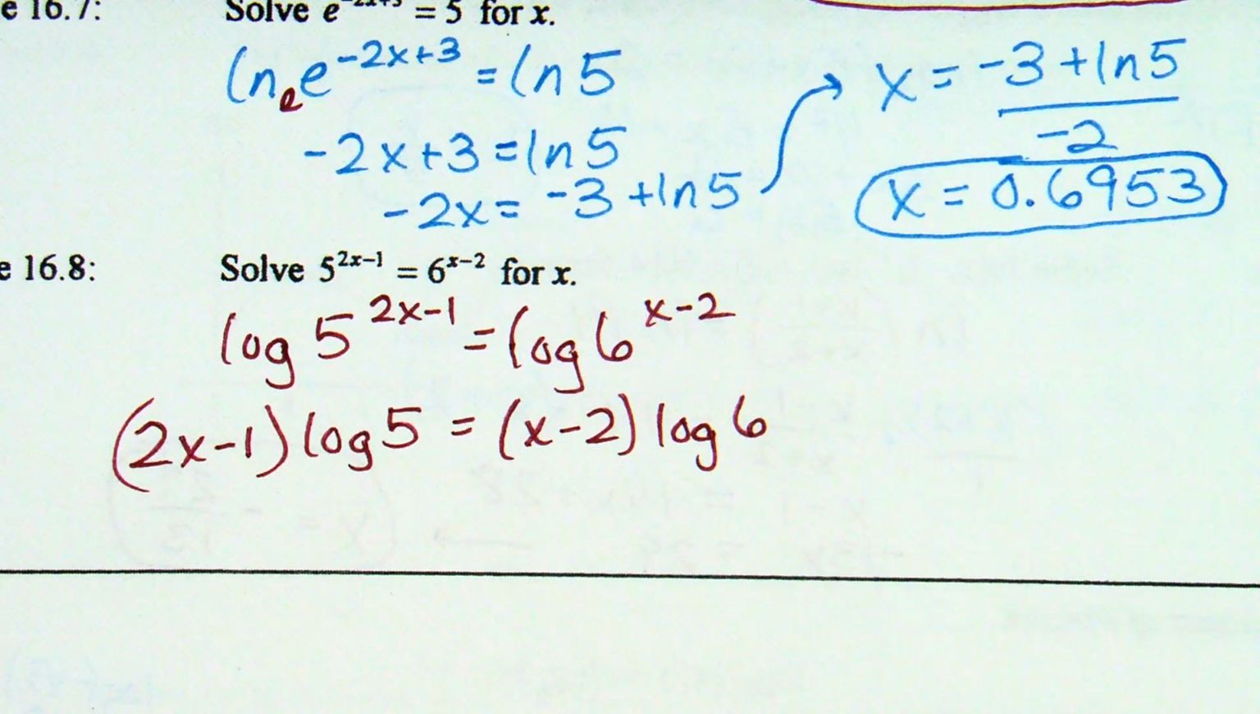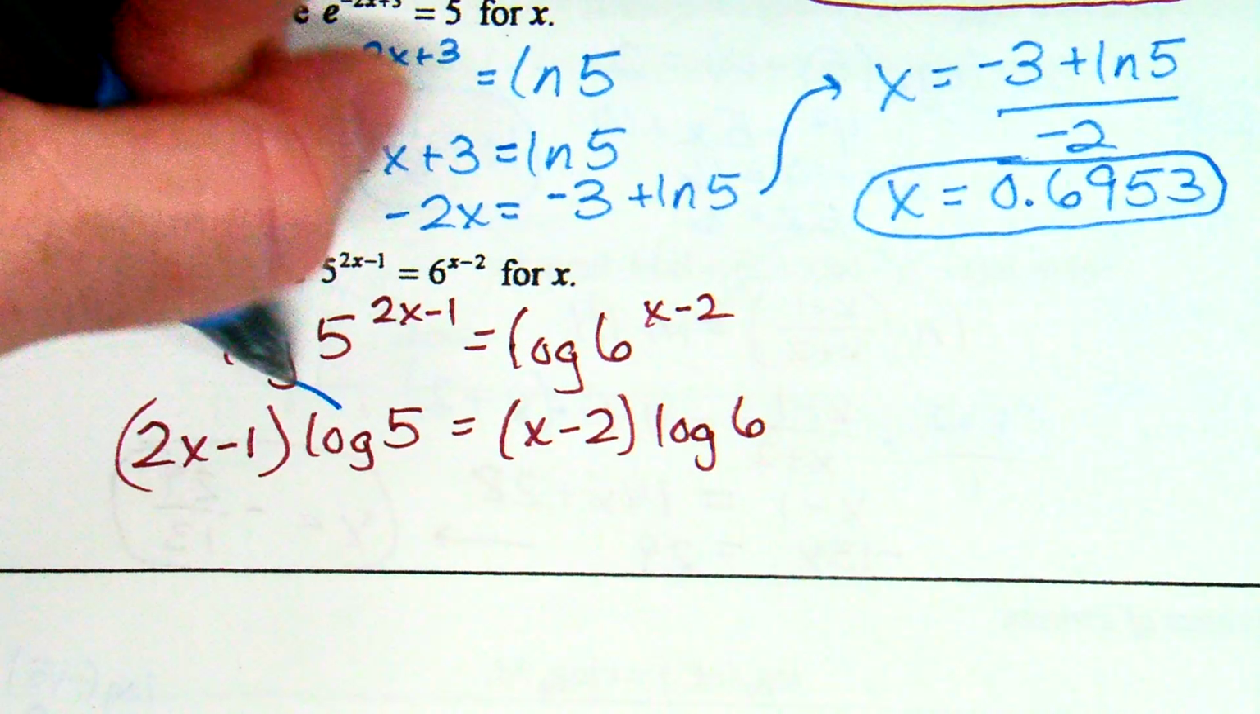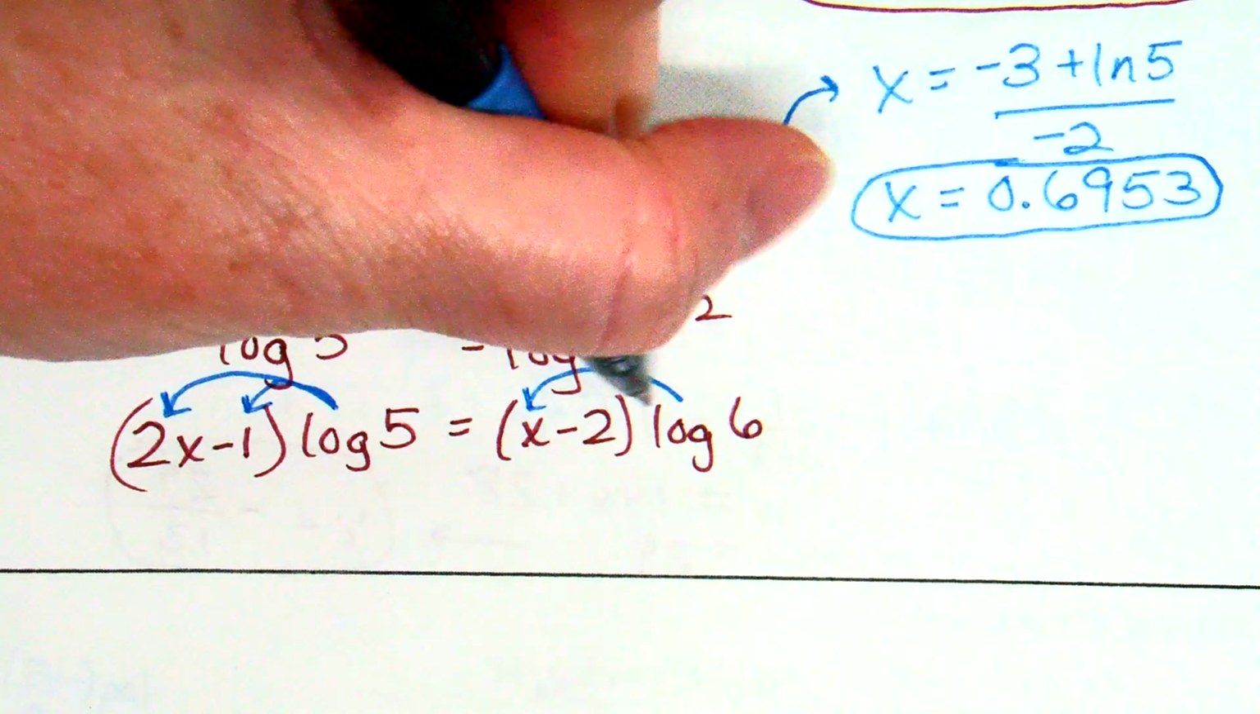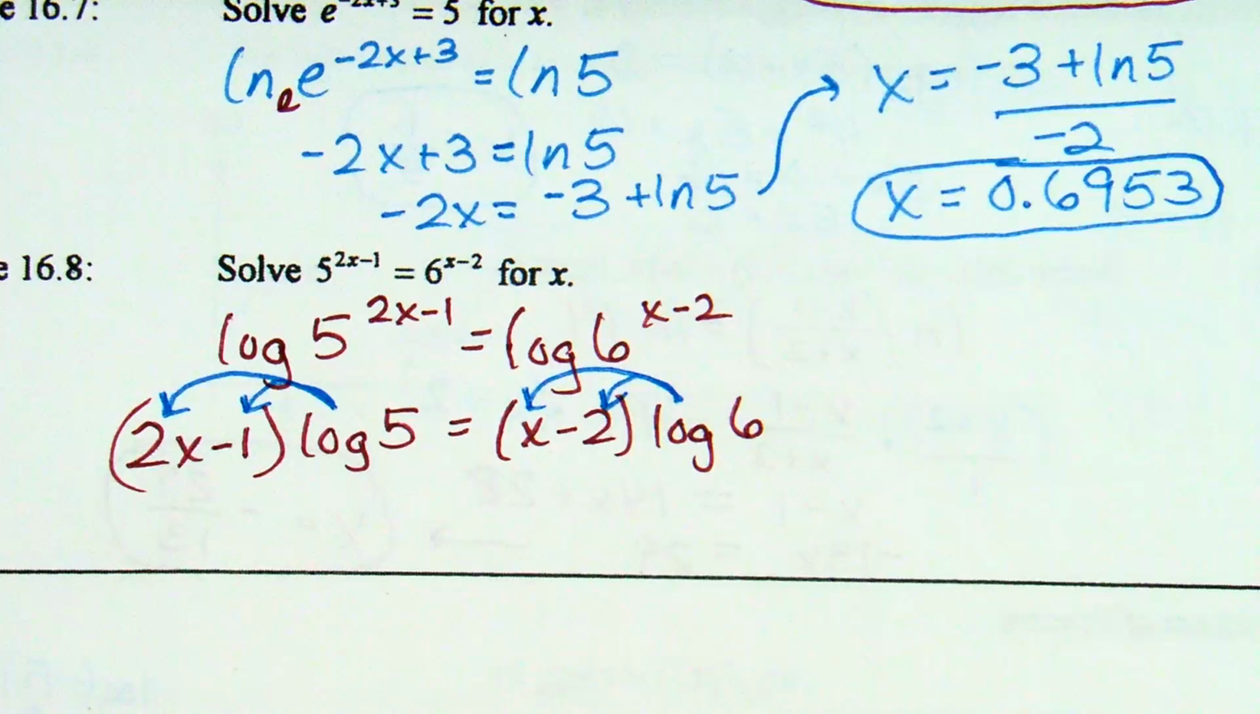Oh, wait, log of 5? No, because it'd be 10 to the x equals 5. So it's not even 1/2. It's an ugly decimal. So I would prefer the distribute option, because we have x's on both sides. Log 5 and log 6 are technically just numbers. They don't look it, but they are just numbers. So I would prefer that we just distribute.